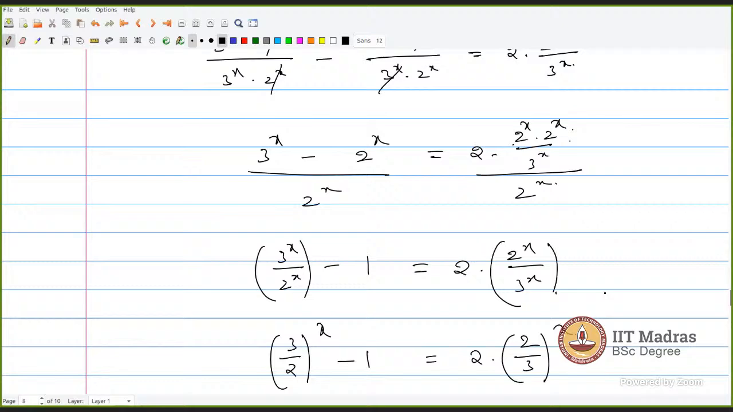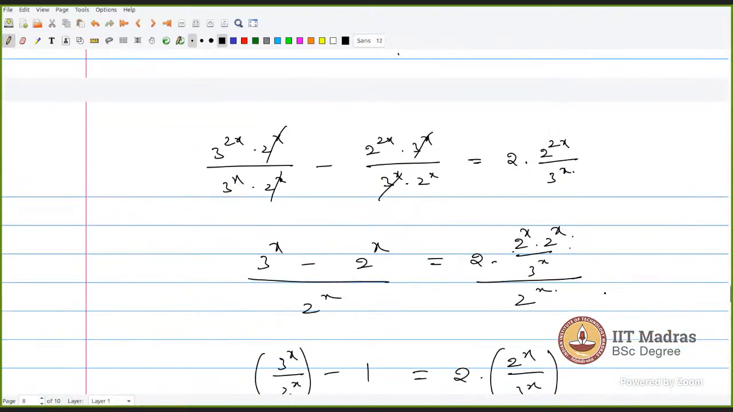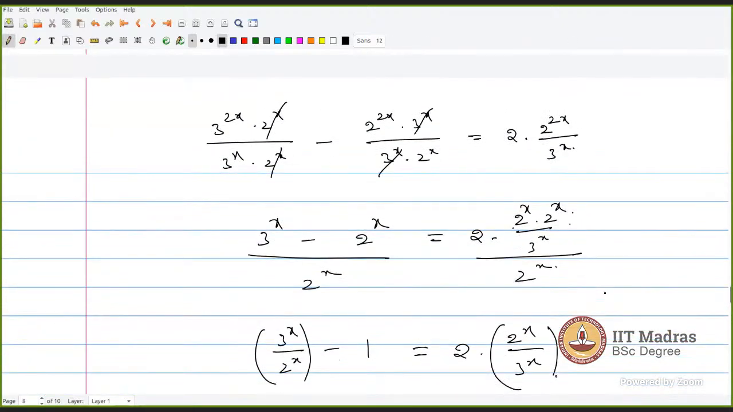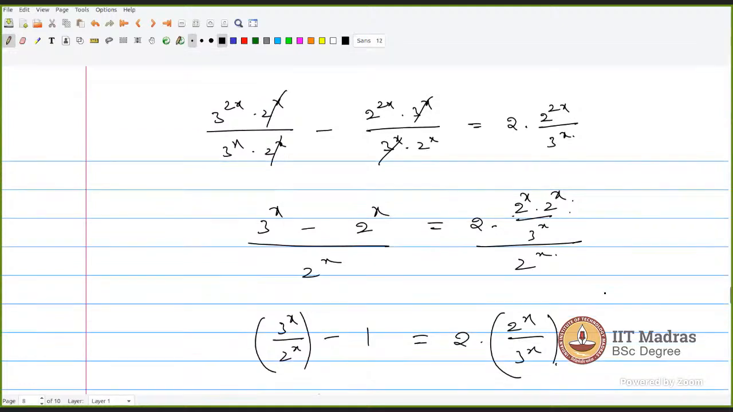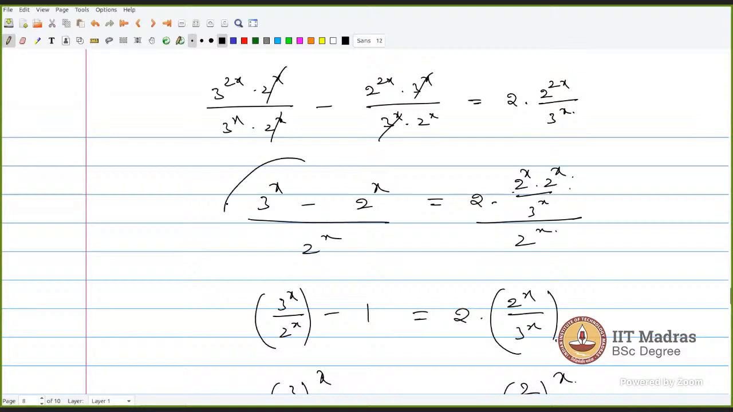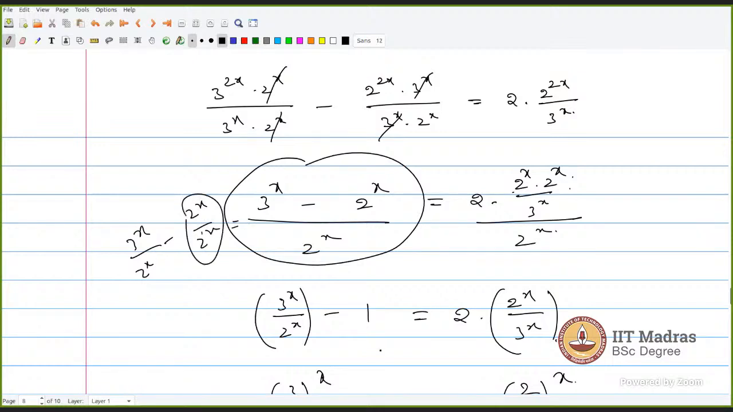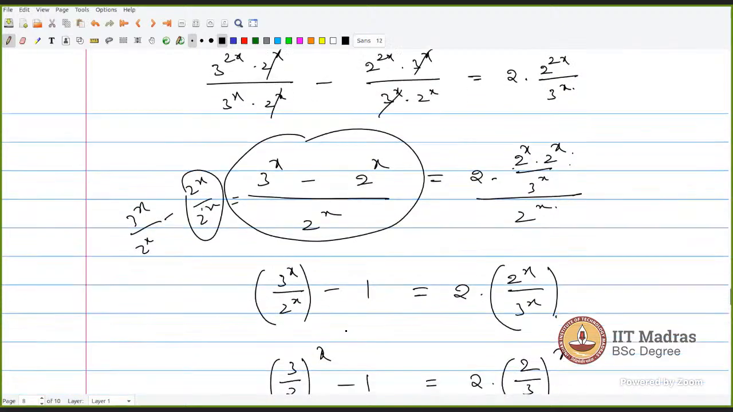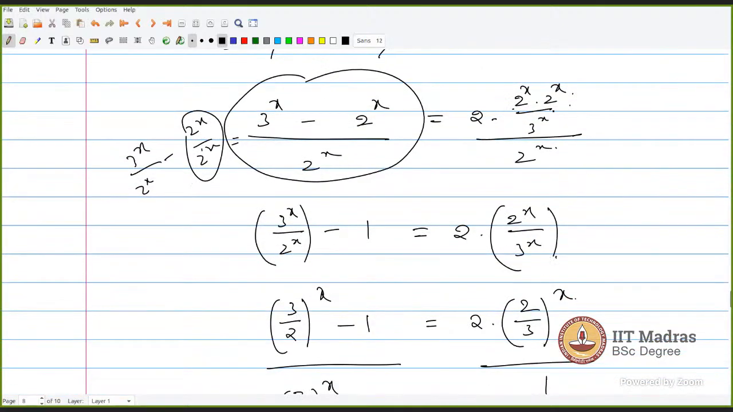I just divided it by 2 power x. If I divide by 2 power x, 3 power x minus 2 power x by 2 power x can be written as 3 power x by 2 power x minus 2 power x by 2 power x, and this is 1. On the right hand side also, this 2 power x will get cancelled, and we will be left with 2 times 2 power x by 3 power x.